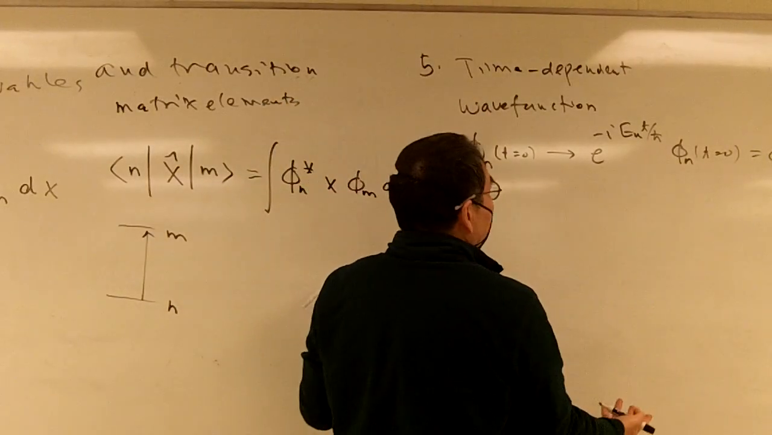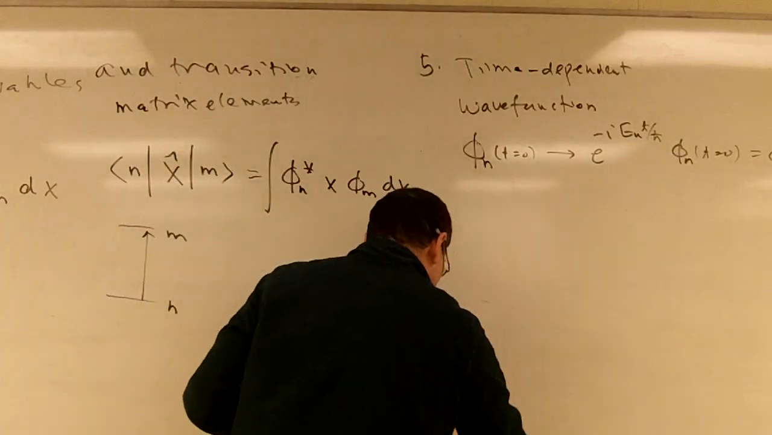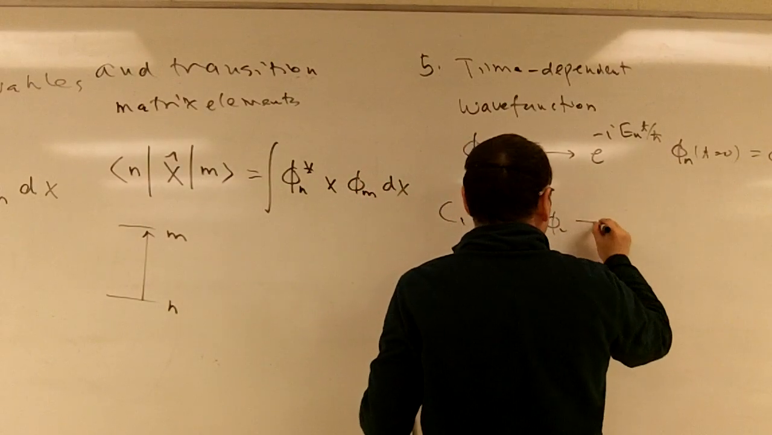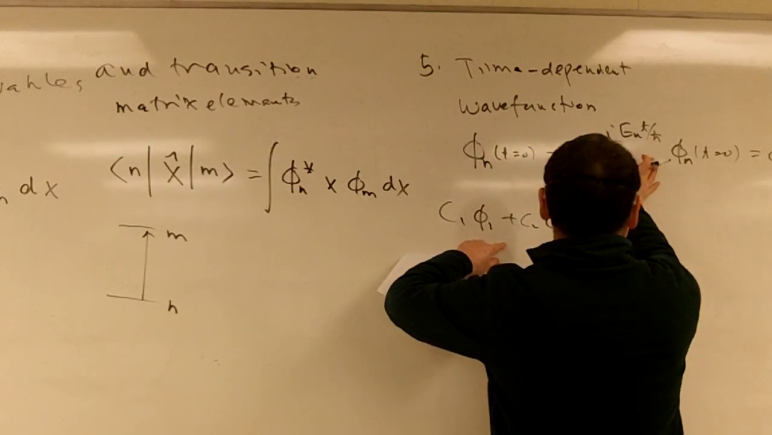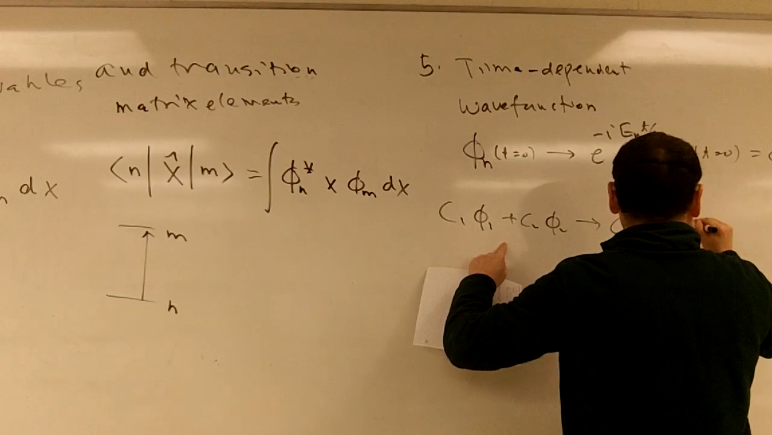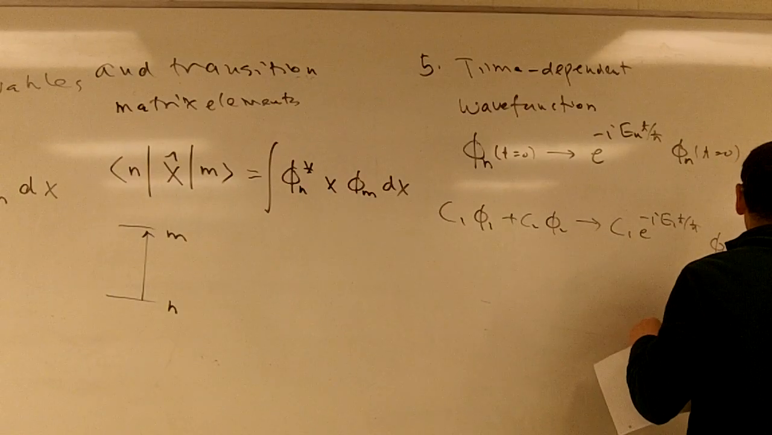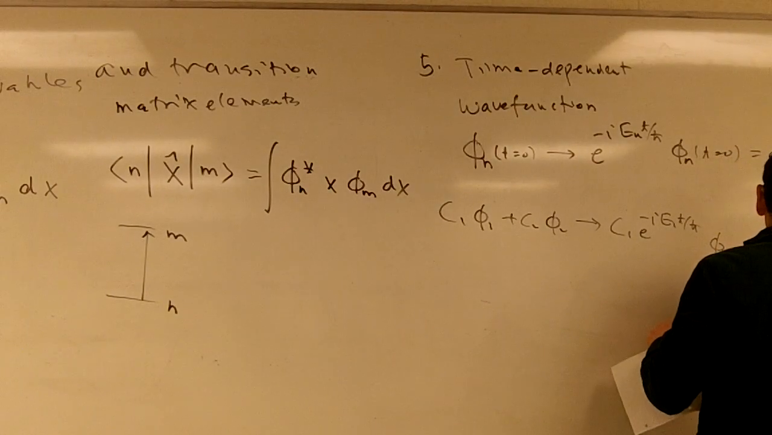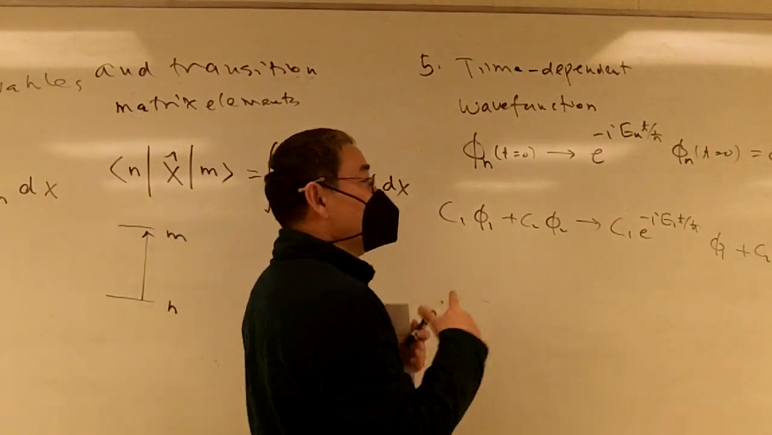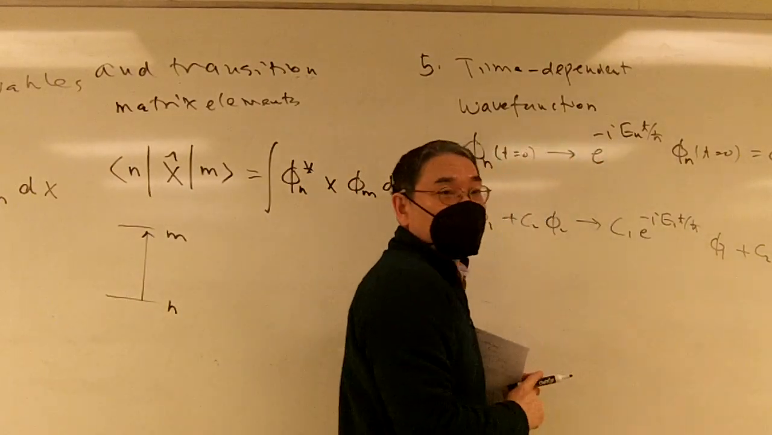If you have a mixed state, you do the same thing. Let me just use 2 as an example. If you have a mixed state, C1 phi 1 plus C2 phi 2. For a mixed state, you still carry the coefficient in the front. So we have C1 e to the negative i E1 t over h bar phi 1, plus C2 e to the negative i E2 t over h bar phi 2. If you have a mixed state and a wave function like this, essentially it's no different, except you plug this factor into it.